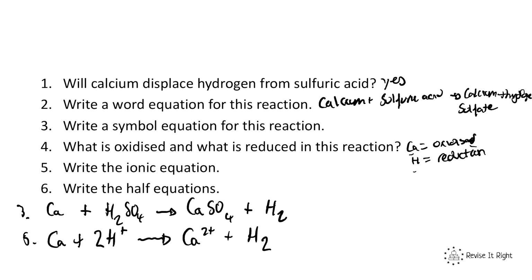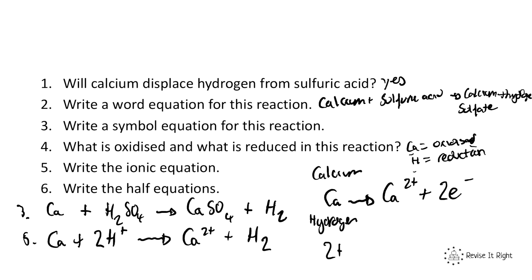And then we can write the half equations for these. So the half equation for calcium is going to be calcium forms calcium 2+ ion plus 2 electrons. It's going to lose the 2 electrons. And hydrogen is originally 2 H+ ions. We're going to add 2 electrons that come from the calcium, and therefore it's going to make H2.